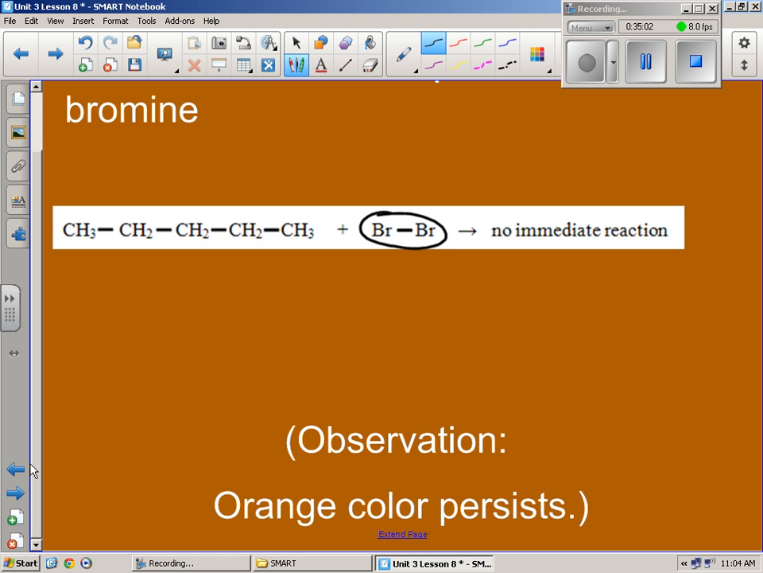That's how you can tell hydrocarbons are saturated or unsaturated. Add bromine and see what happens.